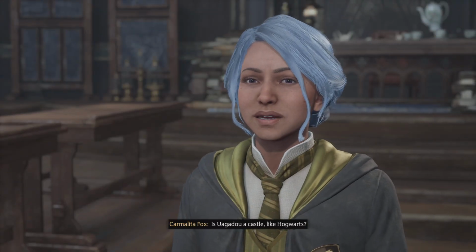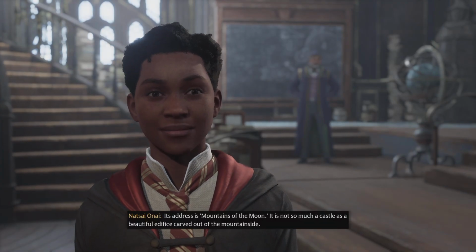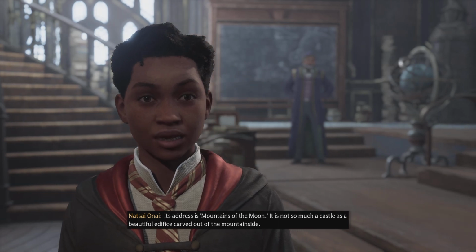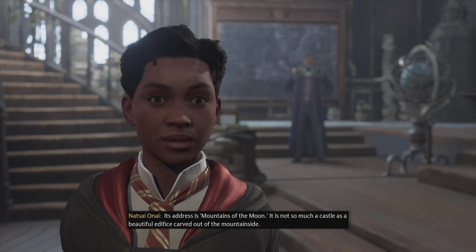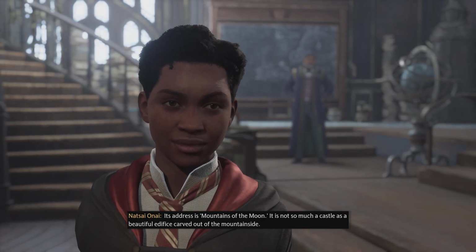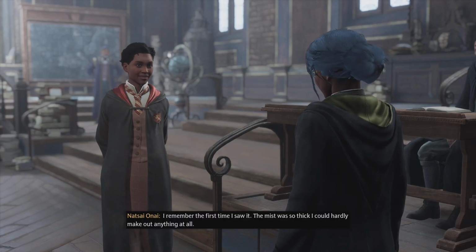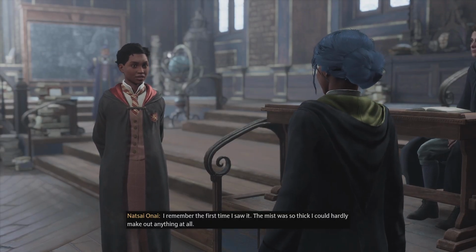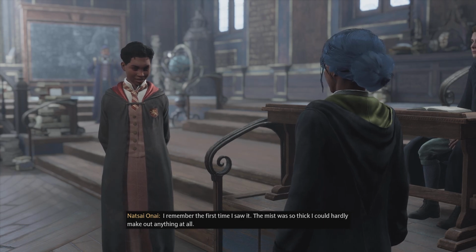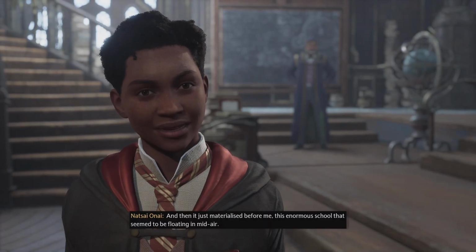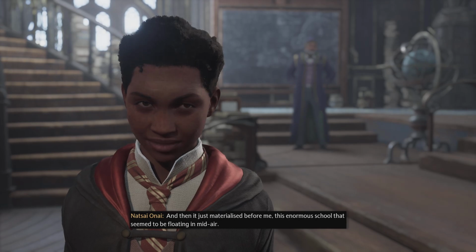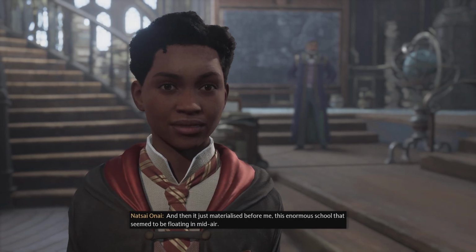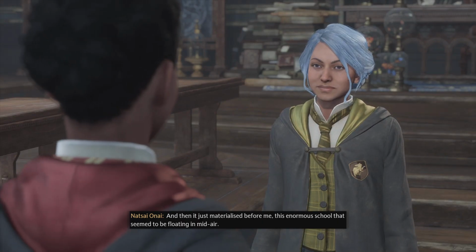Is Ouagadougou a castle like Hogwarts? Its address is Mountains of the Moon. It is not so much a castle as a beautiful edifice carved out of the mountainside. I remember the first time I saw it, the mist was so thick I could hardly make out anything at all. And then it just materialized before me, this enormous school that seemed to be floating in midair.